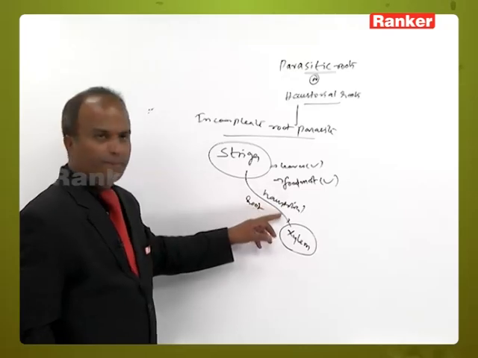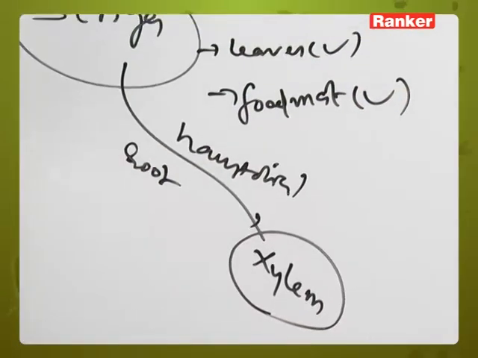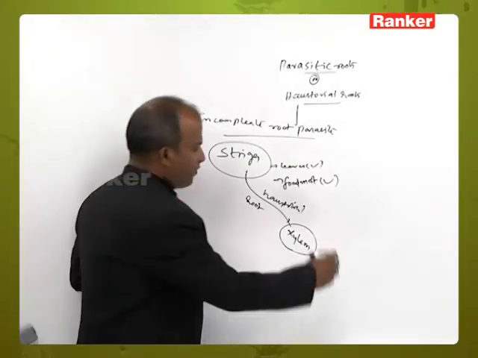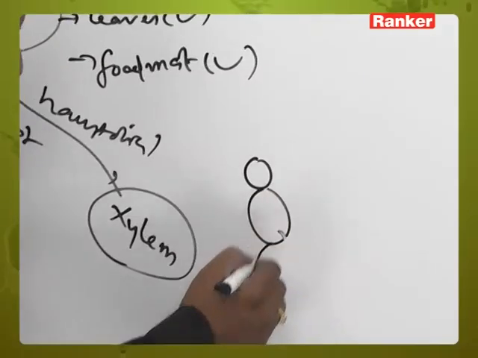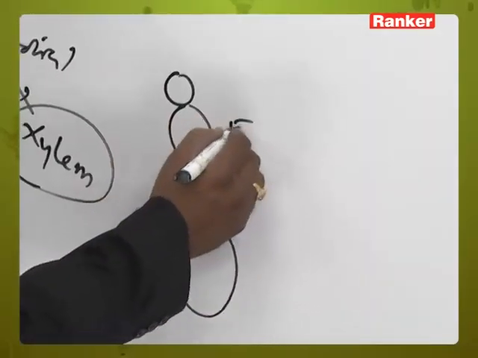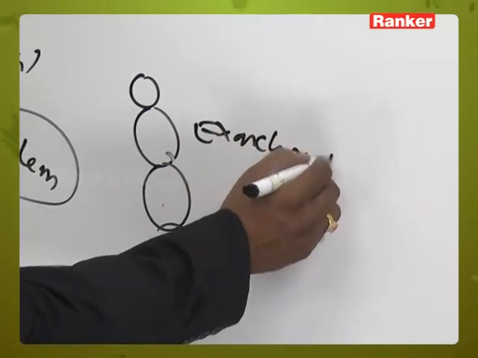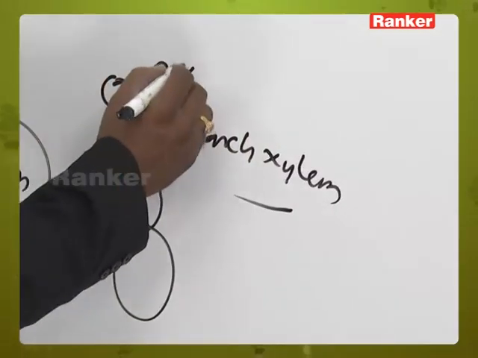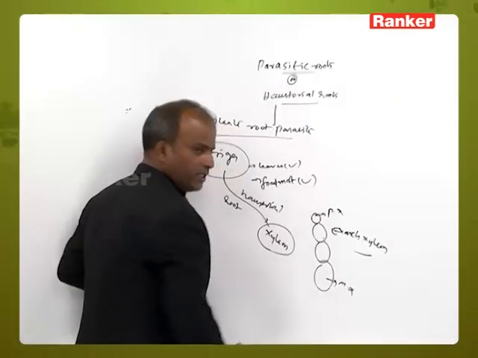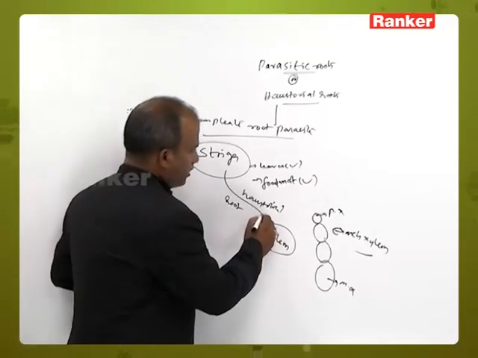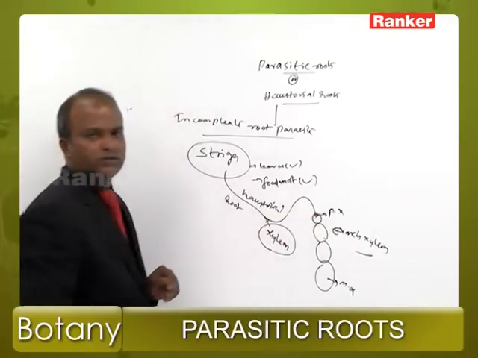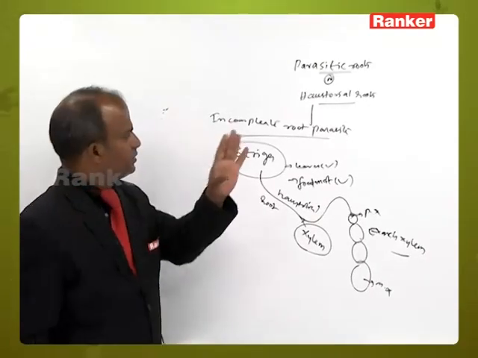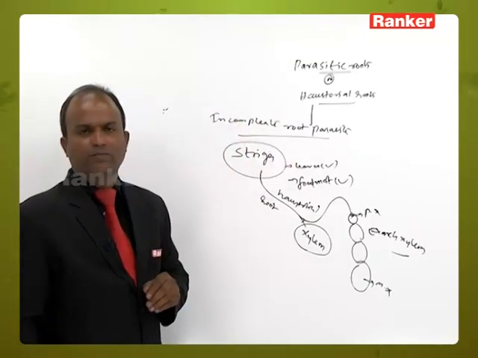Now, does this haustorial root penetrate into the protoxylem or into the metaxylem? It always enters into the protoxylem. Why? Because here also it shows exarch xylem. That means protoxylem towards the periphery and metaxylem towards the center. That means haustorial roots first penetrate into the protoxylem of the host in order to absorb water and minerals only. This is about incomplete root parasite.